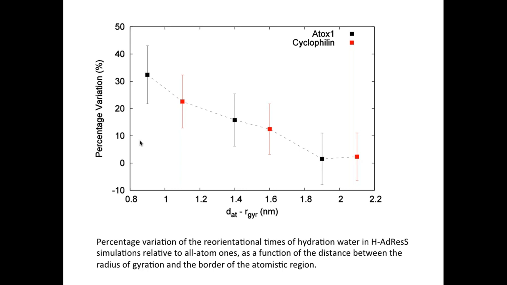for a thickness of the atomistic part of the order of 1.6 nanometer, you have a discrepancy between MD and H-address of the order of 10%. And of course, if you decrease the thickness of the atomistic part, this discrepancy increases more and more.